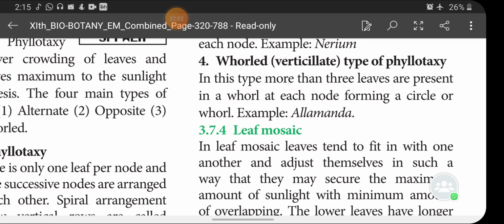And today's homework for you is to explain the various types of venation and phyllotaxy with diagram. Okay, these are the two questions I have given as homework to you. Complete and send it to me.